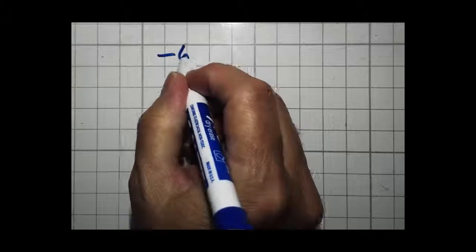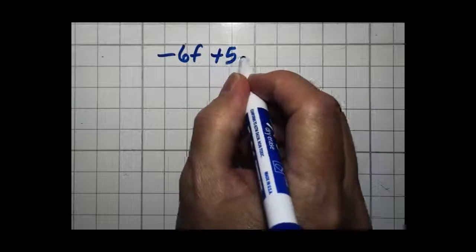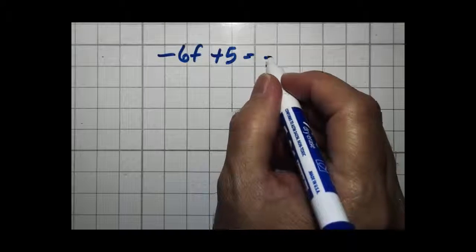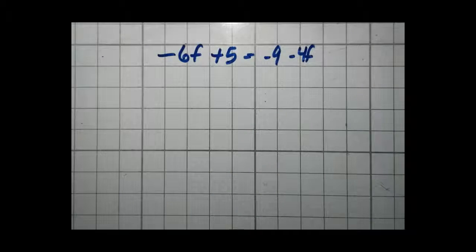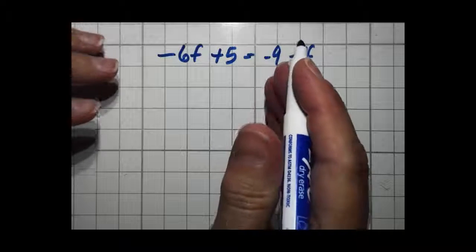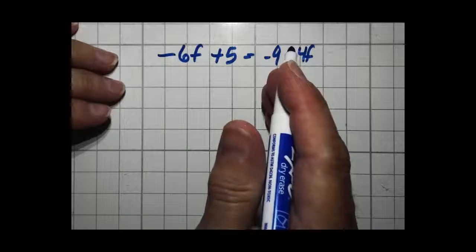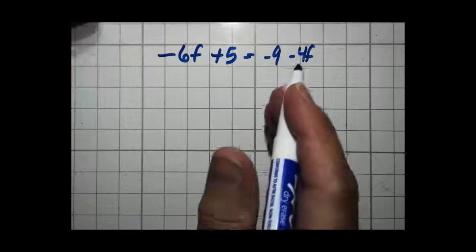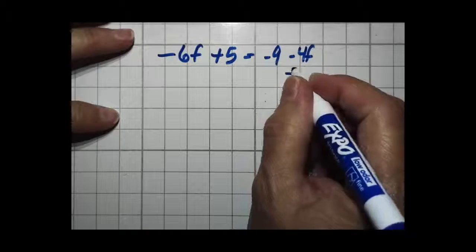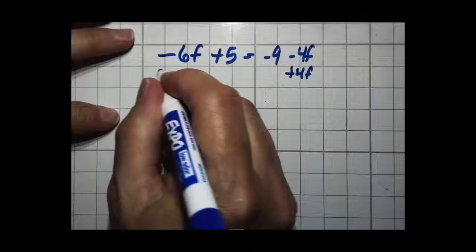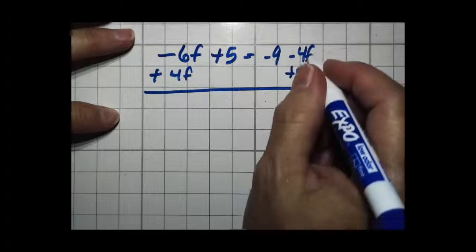So here's another problem. Negative 6f plus 5 equals negative 9 minus 4f. So now we have two terms on both sides, and again you're going to have to get all of your constants or numbers without variables on one side and all of your numbers with variables on the other side. Now it doesn't matter which direction you move these. In fact, let's do it differently this time. We're going to move the 4f, so we're going to put all of our variables on the left. Last time we put our variables on the right.